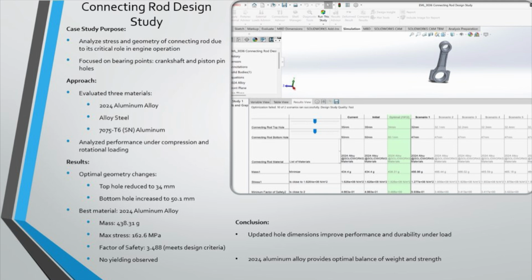The optimal material is a 2024 aluminum alloy at a mass of 438.31 grams. These changes come with the optimal stress of 162.6 megapascals, a factor of safety of 3.488, which means the design meets the criteria and does not yield.